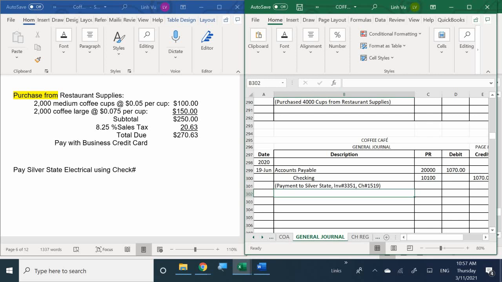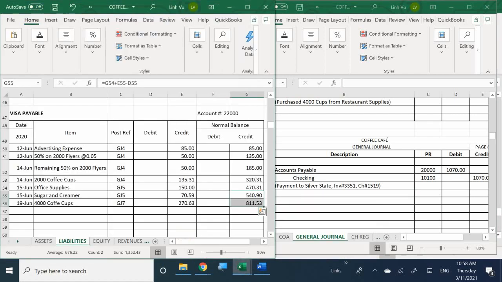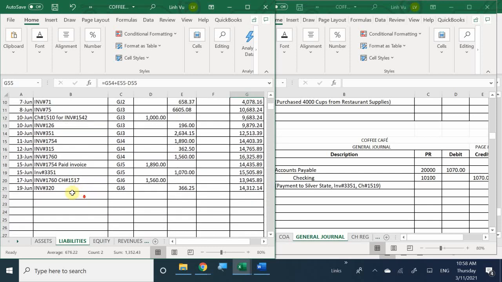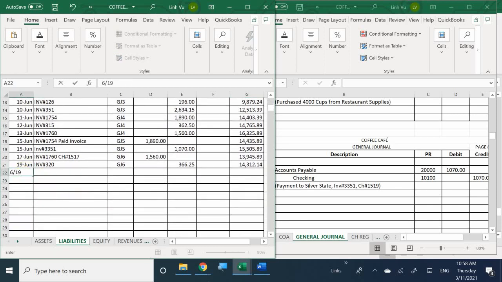Now that we finished my journal, what comes next? Subsidiary ledger. Yes, let's go ahead and update our accounts. First things first, what account are you going to go to first? I'm already in my liabilities. Go to accounts payable. Good. Here we are, the 19th still, because we haven't done our sales yet. What information am I going to place here? Invoice number 3351.